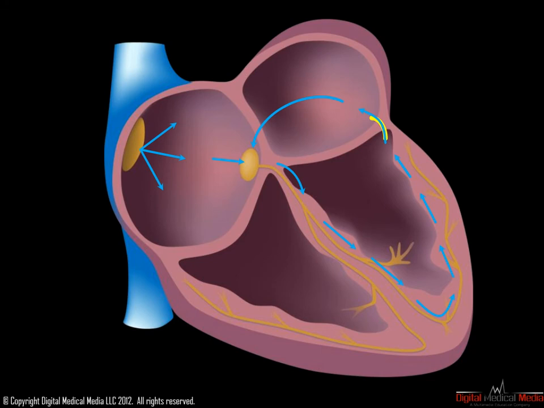This rhythm almost always runs at rates between 190 and 250 beats per minute. Therefore, when a regular SVT is identified with rates between 190 and 240 beats per minute, orthodromic reciprocating tachycardia should be the first rhythm we think of.